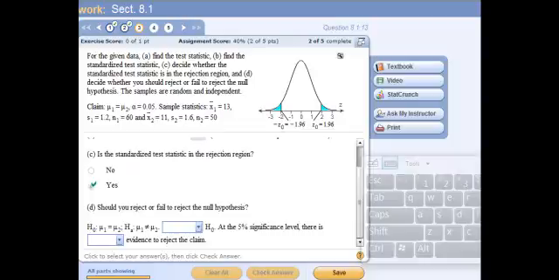And so should we reject or fail to reject the null hypothesis? We can also look at our p. Our p was 0. We're definitely going to reject our null hypothesis. And at the 5% level, there is enough evidence to reject the claim, which was the null hypothesis.